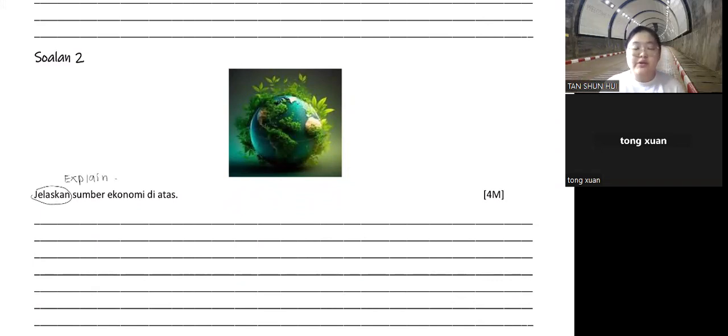Okay, so you look at this picture. What do you think? This is what? This is tanah, buruh, usahawan, or modal. This is it. Tanah. Yes, this is tanah. So your 4 marks. The first mark is you have to tell me this is tanah. Okay, in the exam you can write in sentence form, but don't write in point form.